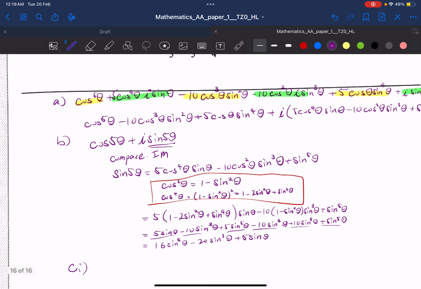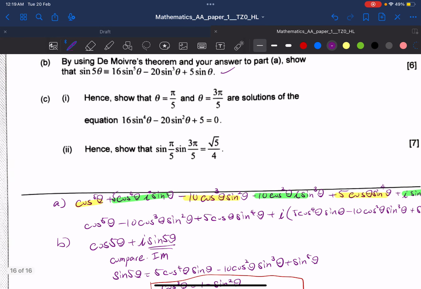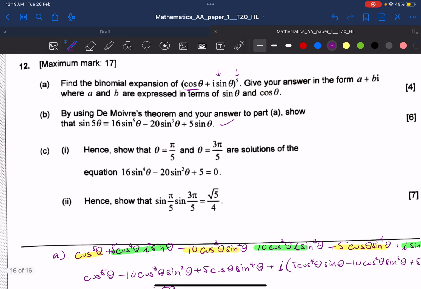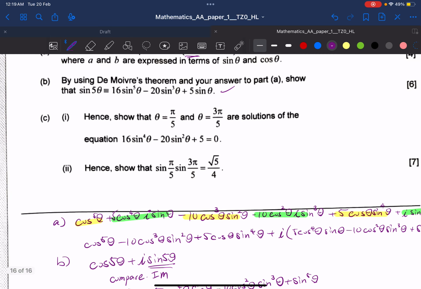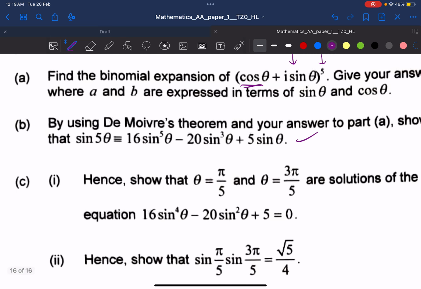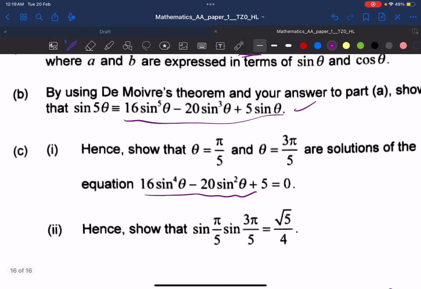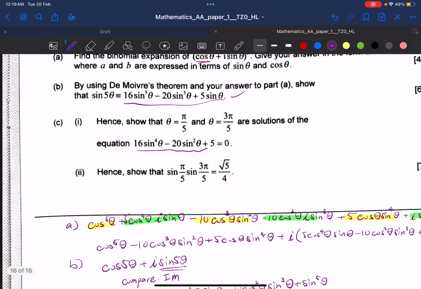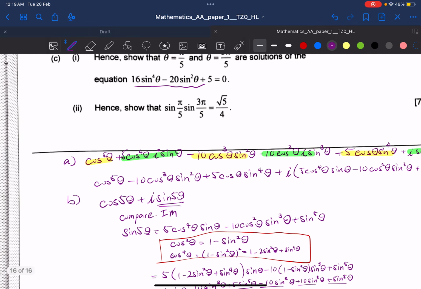So C1, let's see what happened here. Hence, show that theta equals pi over 5 and 3 pi over 5 is a solution of this. So I'll just observe the differences here. So we can see this and that. It's exactly the same, but with one sign removed. So I think we just write this.